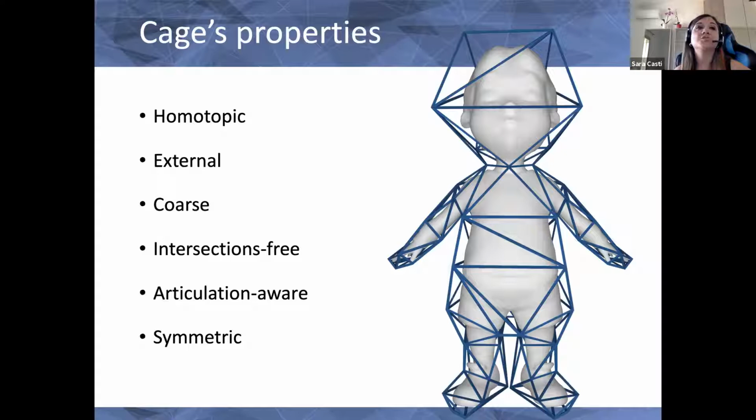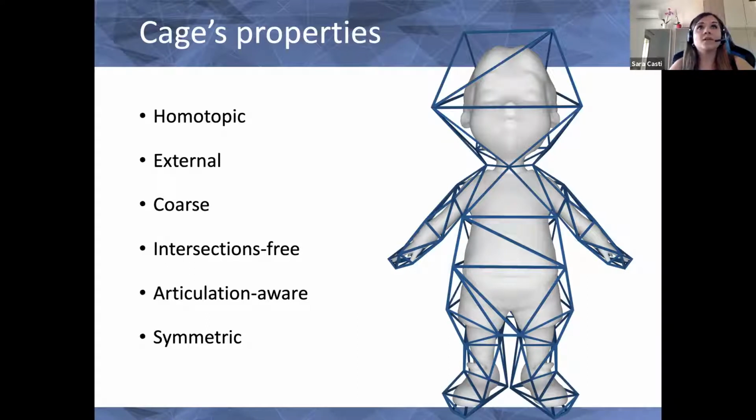And then it should be articulation aware. That means that the vertices of the cage should be placed in the areas of the model that should be deformed, that should be bent. For example, if I want to bend the arm, I should have a ring of vertices in the proximity of the elbow. And a desired property can be symmetry, since several characters built for animation are modeled in a symmetric way.